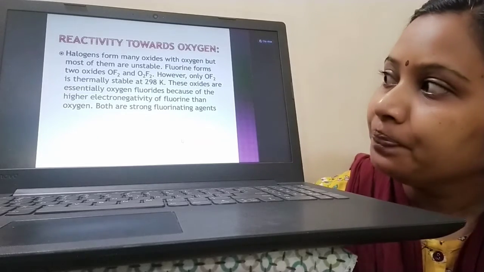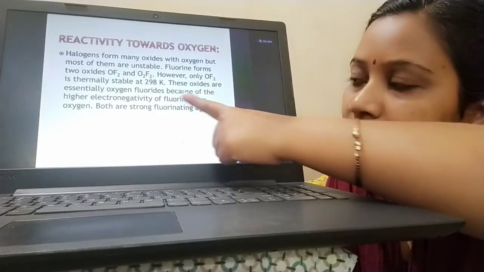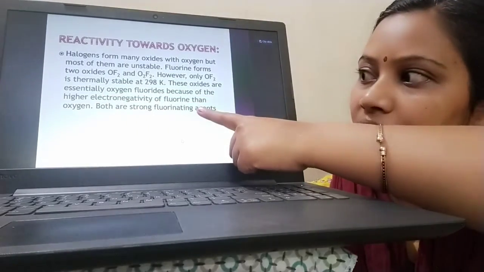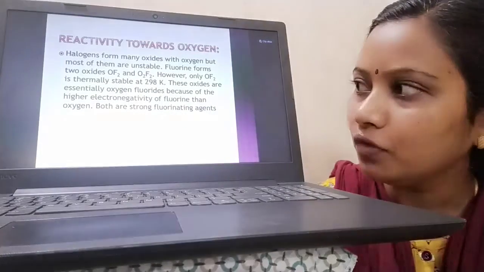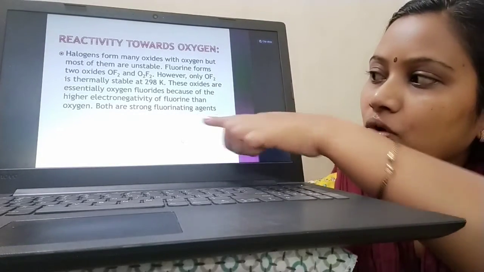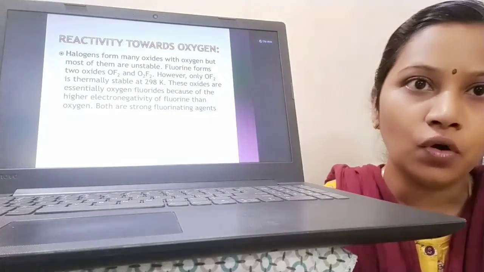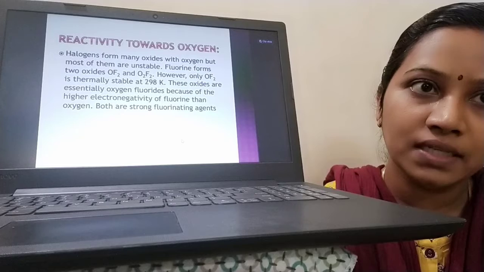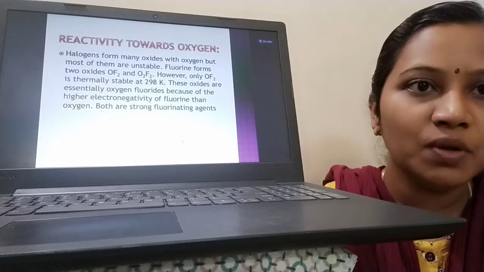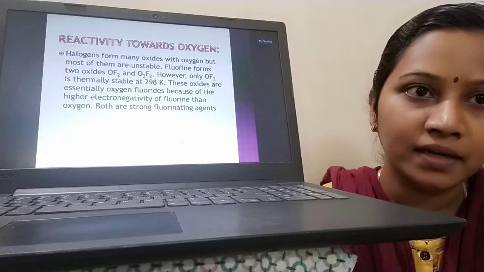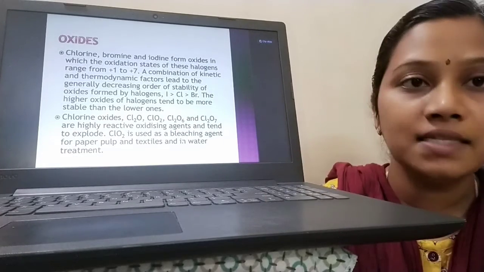Fluorine can form two oxides, and the monooxygen one is comparatively stable. These oxides are essentially oxygen fluorides, because the electronegativity of fluorine is more than that of oxygen. So these are strong fluorinating agents. Under the formation of oxides, we have seen the oxides of fluorine. They are nothing but fluorinating agents because fluorine is more electronegative than oxygen. Now this is about oxides.